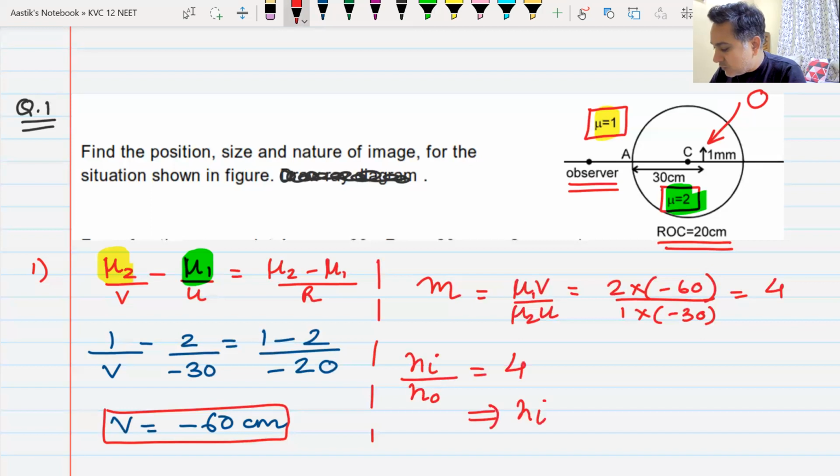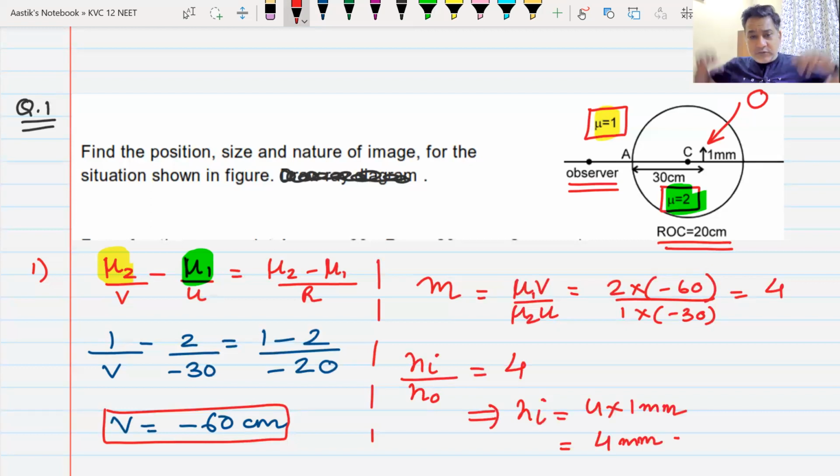So what will be the height of the image? Height of the image is 4 multiplied by the height of the object. How much is the height of the object given, beta? 1 millimeter, sir. 1 millimeter. So the height of the image will be 4 millimeter. That solves the question correctly.